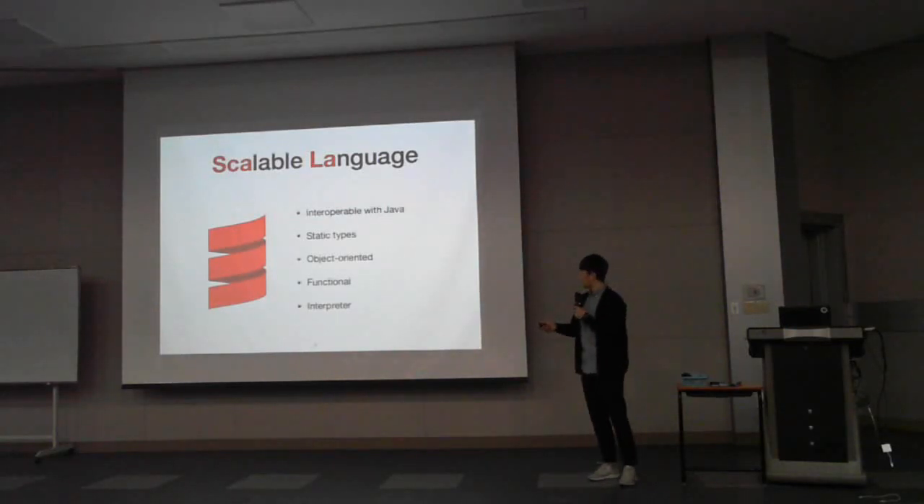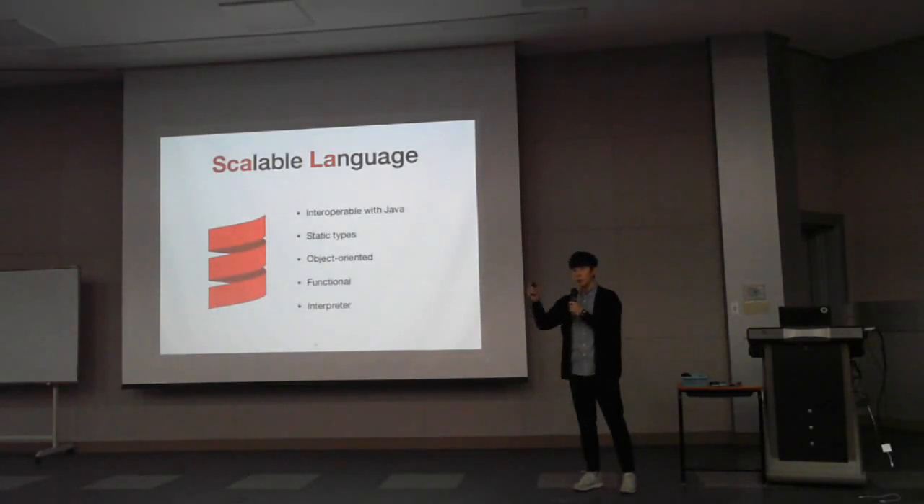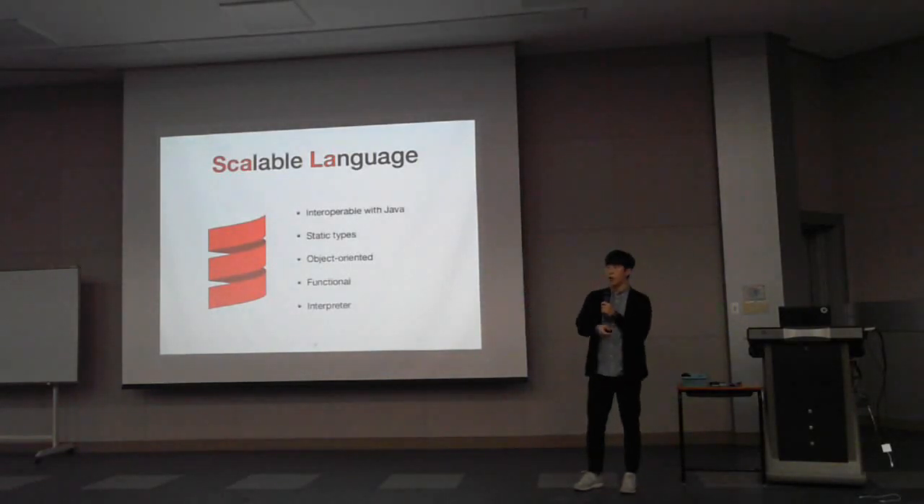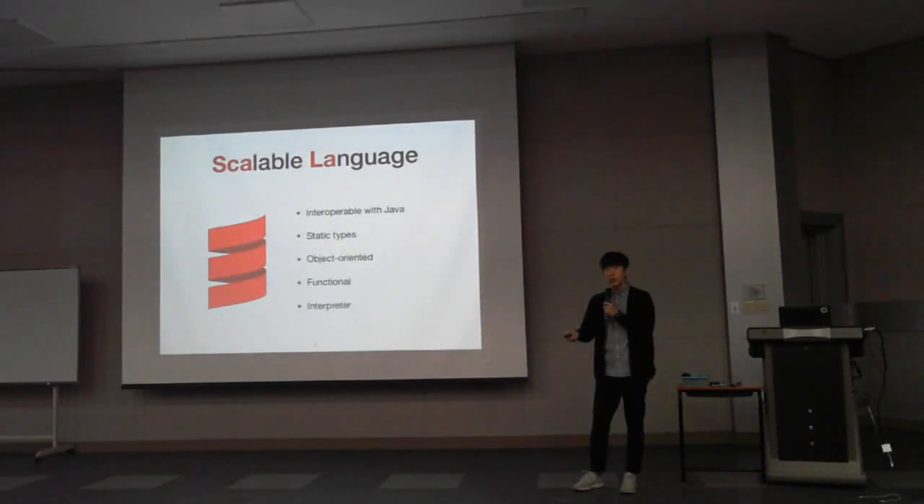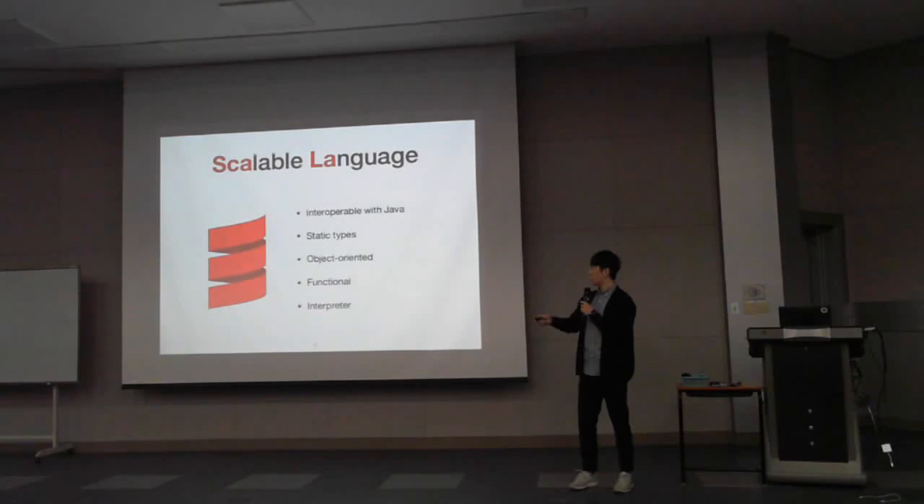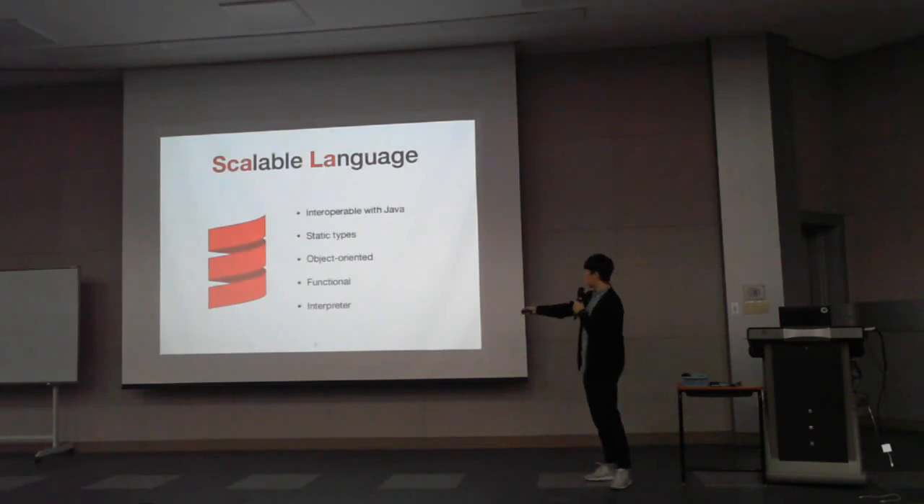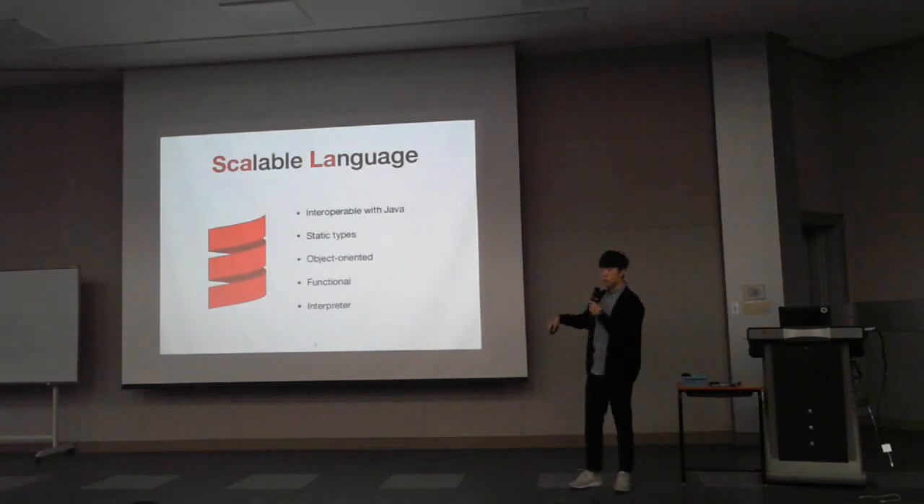And also Scala is interoperable with Java. It means that Scala programs will be compiled into JVM bytecodes and then run on the JVM, Java Virtual Machine. So after compiling Scala programs, you can run them anywhere with a JVM. And also, one of the strongest points of Scala is that it supports both the object-oriented and functional style. I will explain both of them later in this presentation.